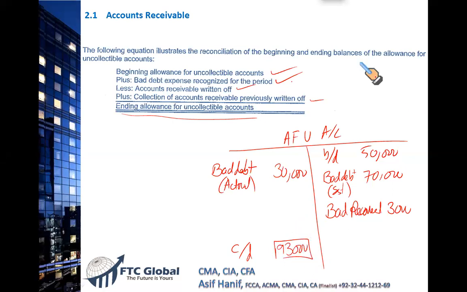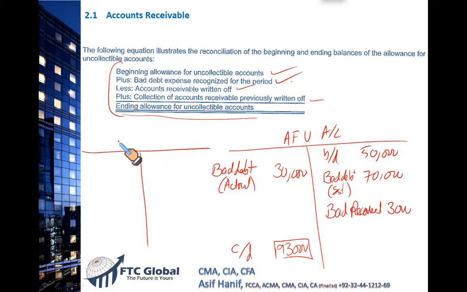So this is the complete decomposition of your allowance for uncollectible accounts: opening balance, plus the estimated bad debt for the period based on the income statement approach or balance sheet approach, plus any bad debt recovered, less bad debt written off. This is exactly the same. It is given in a vertical format, but it's in T form. That's how it works. And at the same time, please note down this format.